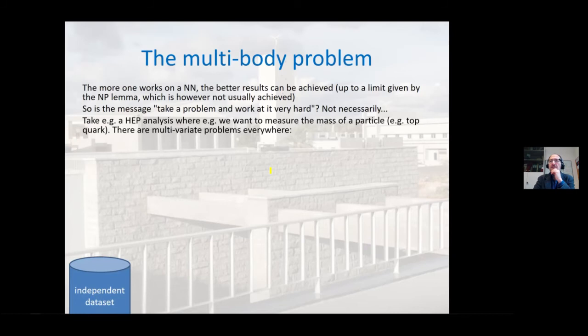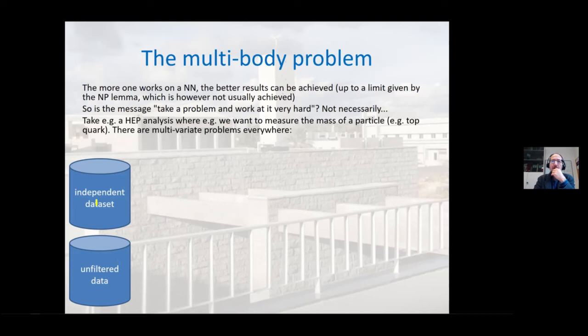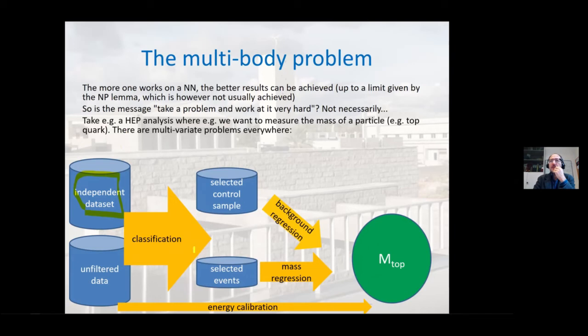So you have some data and you have an independent data set that you can use for some tests, and you can do classification and select the data that you want to do the analysis with, and maybe extract the parameter that you wanted to measure by doing a regression. But then you also have a control sample that you want to use to check that your model is correct. So you have another regression task. Maybe you have some systematic uncertainties also in your data and you want to check them. And then you have to treat systematic uncertainties. And all of these, you see, are many different tasks.